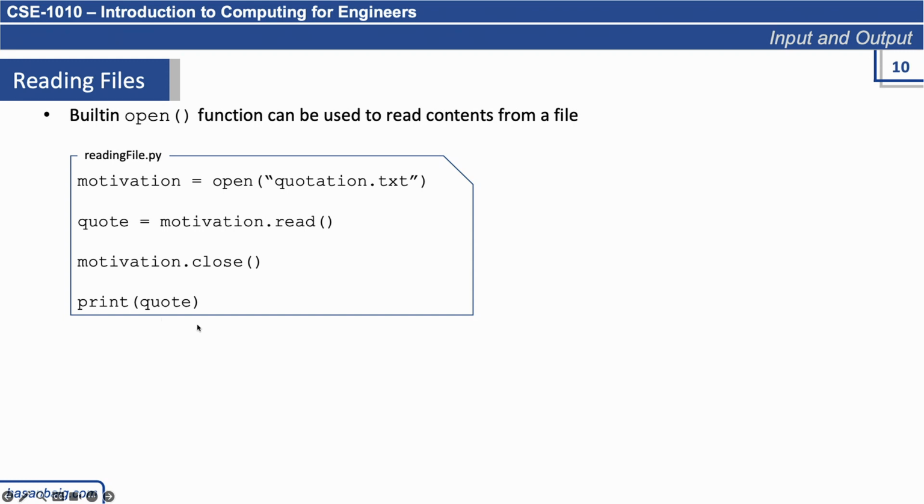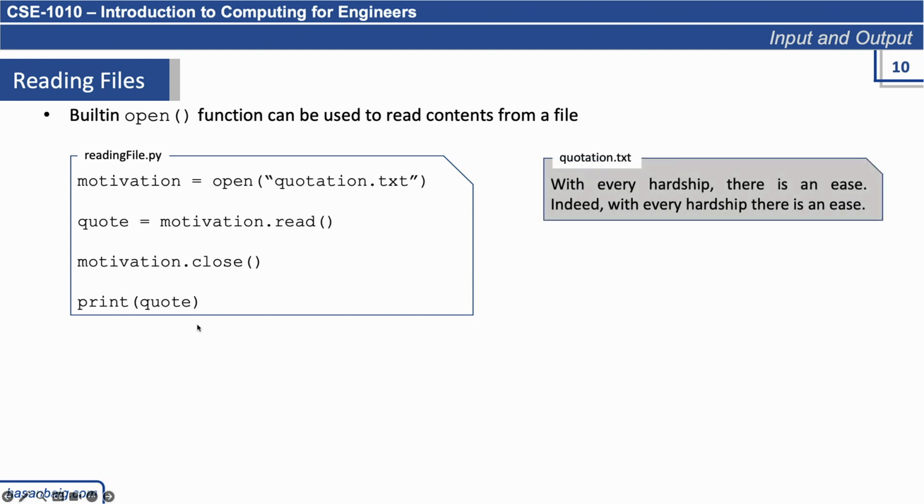I use this opportunity to give you a meaningful message here also. The quotation.txt contains this code: with every hardship there is an ease. Indeed, with every hardship there is an ease. Whenever you are going through any hardship, just remember that there is always something which you are privileged with, an ease in your life, which, if you look around, you may find many people would want to have the kind of easiness that you are dealing with. Anyway, this is quotation.txt.